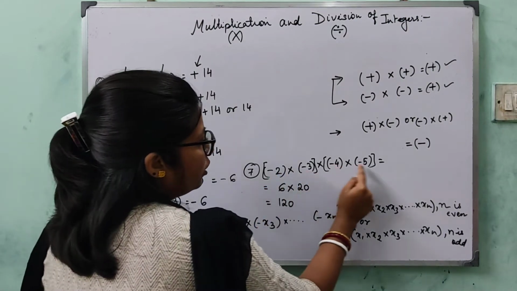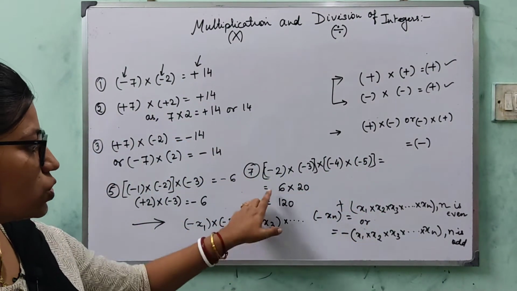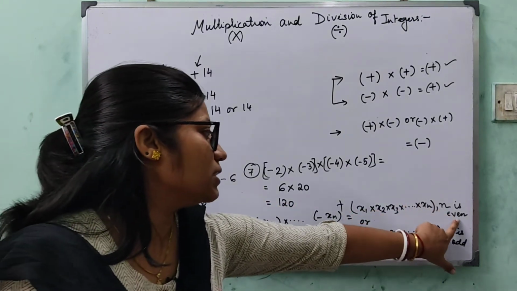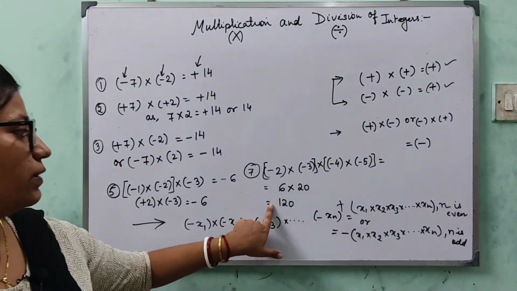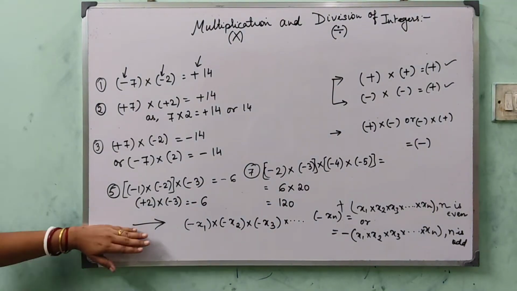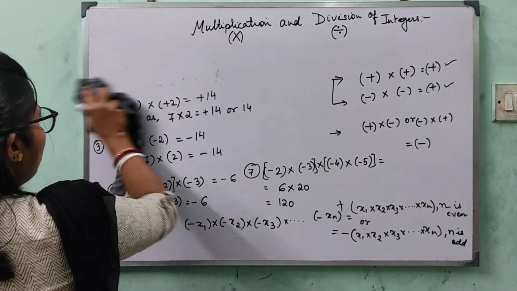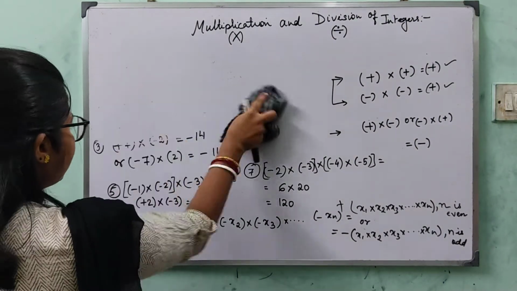Here 1, 2, 3, 4. Four negative integers were involved in the product. So see, 4 means it's even, so a positive sign. Yes, we got a positive sign. So I hope this concept is clear. Now using this, we will be doing a few more deductions from here.